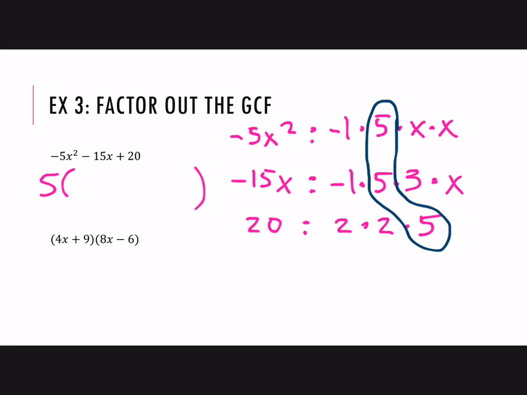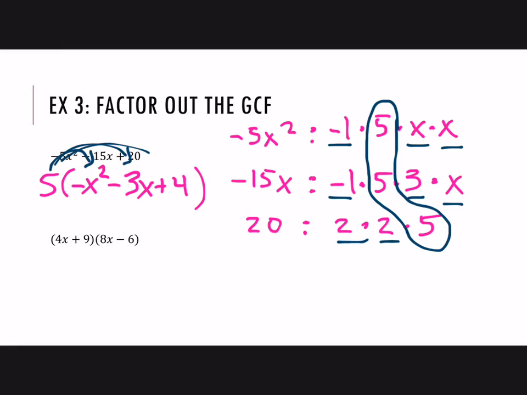And then in parentheses we'll write whatever's left in each of those 3 terms. So for the first term we have negative 1 times x, which is negative x squared. For the next one, it's negative 1 times 3 times x, negative 3x squared. Oh, I'm sorry, just negative 3x, not squared. And then the last term, 2 times 2, is a positive 4. And then that's done. As a check, try to distribute the 5 to each of these and make sure that it does equal the original problem.